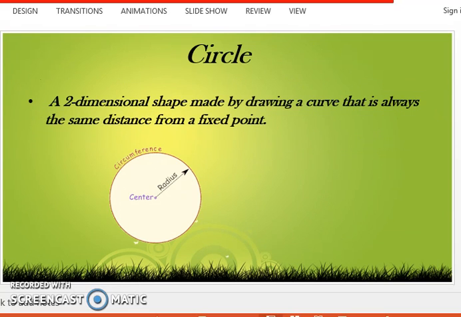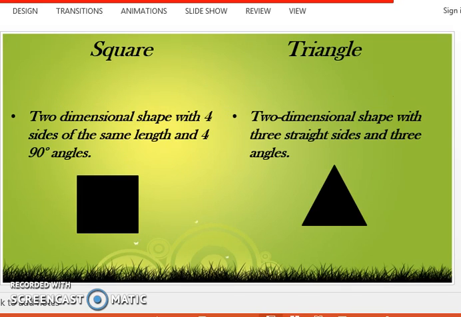Circle. It's a two-dimensional shape which is made up of a curve. It does not have any line segment, but the same distance runs throughout all the boundaries of the circle. It is a two-dimensional shape made by drawing a curve that is always the same distance from a fixed point. The center has the same fixed radius from everywhere on the circumference.